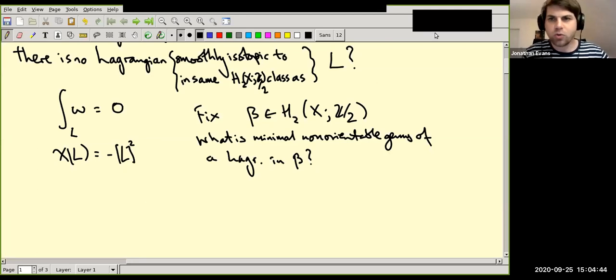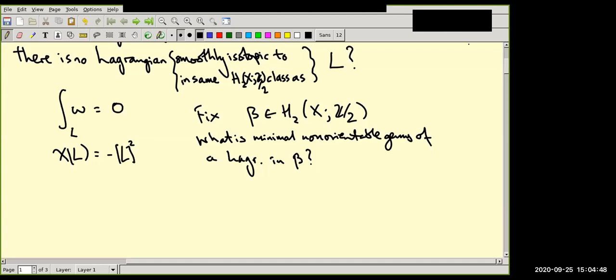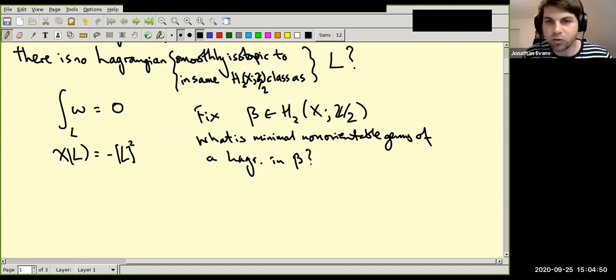So I can't see anybody, and I can't see any chat. So do let me know if you can't see what I'm writing, or if anything goes wrong, because I won't know otherwise. I'll just be talking to the void.